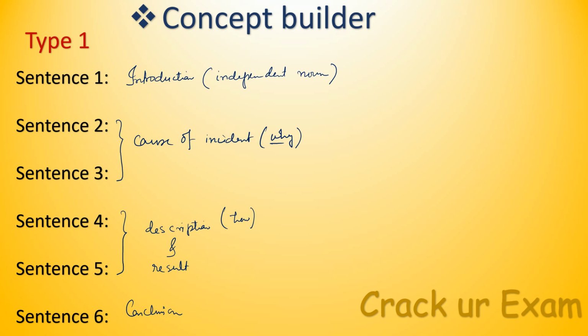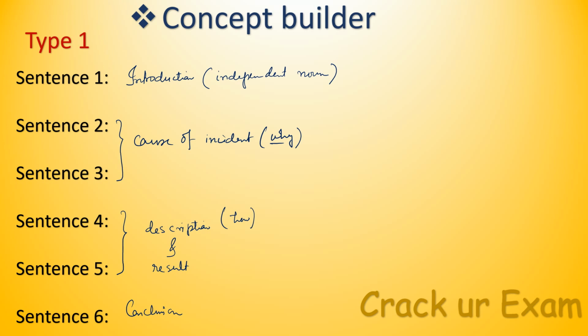This type of rearrangement may be given in your exam, where it is not a very uphill task for you. It is very simple. You just need to identify the sentence stating the introduction, then the sentence stating some cause of the incident, which is why, and then the sentences stating how the incident occurred and the result of that incident. You can easily identify those sentences.